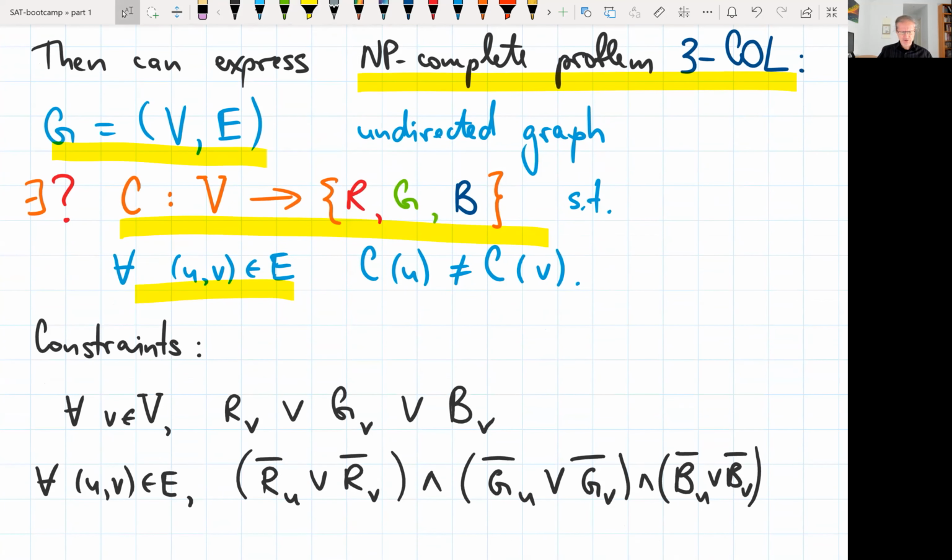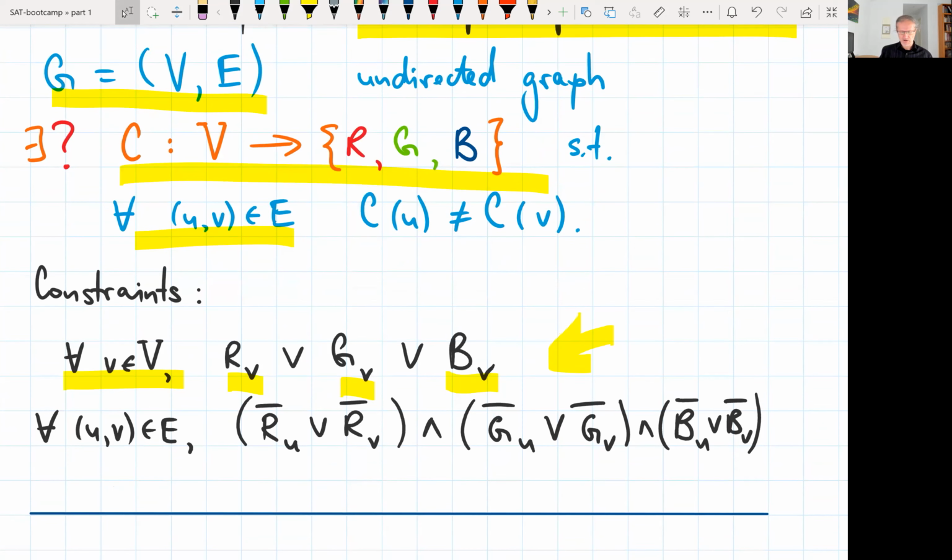And it's not difficult to express this problem using the following constraints. For every vertex, you need to say that it must be colored by one of the 3 colors. So let's introduce propositional variables R sub v, which is true or false depending on whether the vertex v is colored red, G sub v, which is true or false depending on whether the vertex v is colored green, and B sub v for blue. So the first constraint, which should be expressed for all possible vertices in the graph, just tells you that every vertex must be assigned one of the three colors.